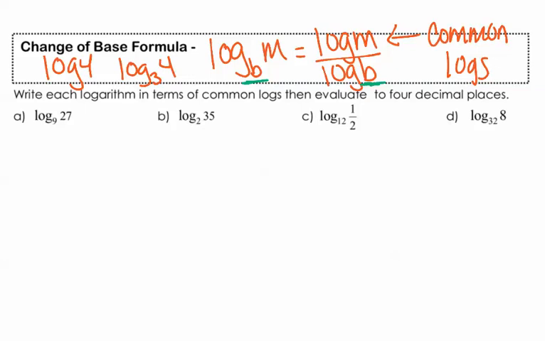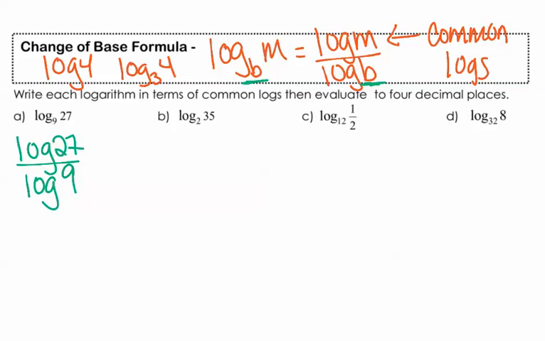So write each logarithm in terms of common logs, then evaluate to 4 decimal places. Writing it in terms of common logs is basically how you're going to type it in the calculator. So log base 9 of 27 means we're going to type log of 27 divided by log of 9. Now, you could evaluate this mentally because you can change a 9 and a 27 to have the same base, but let's see how we do this in our calculator. It says round to 4 decimal places. We'll only do that if that's necessary.